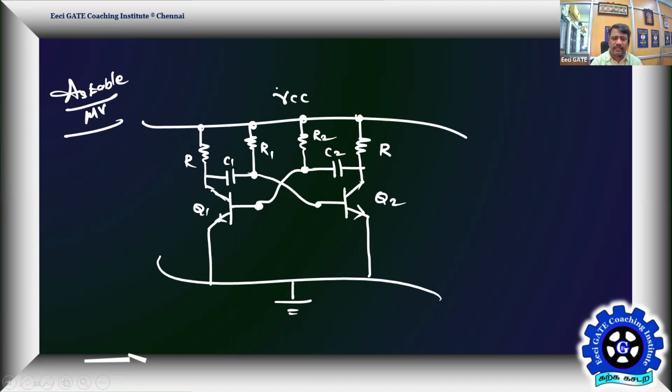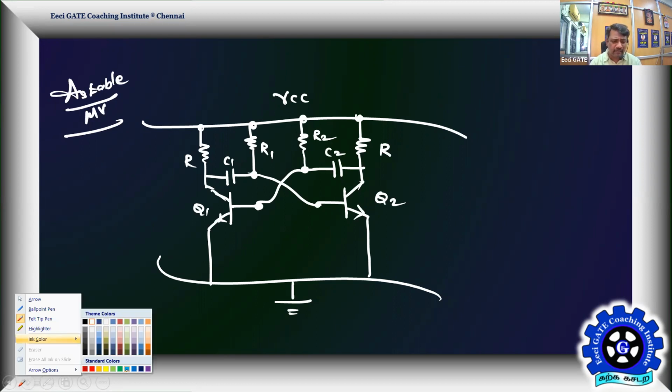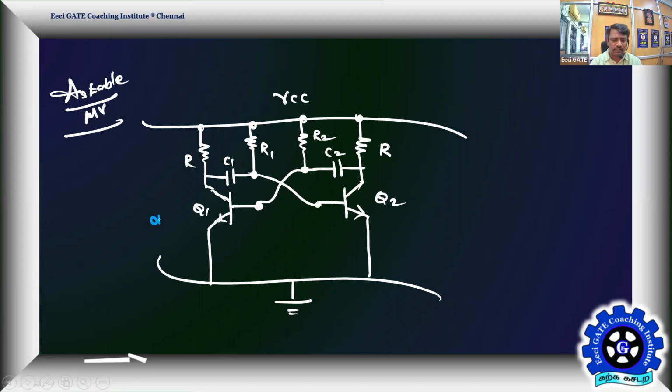Irrespective of VCC, I'll roughly give an idea of how it is going to function. Then straight away we'll take the expression for on time and off time. For example, assume Q1 is off and Q2 is on. What is going to happen? Q2 is on means there is going to be a current in its base. Q2 on means assume it is in saturation, and off means assume it is in cutoff.